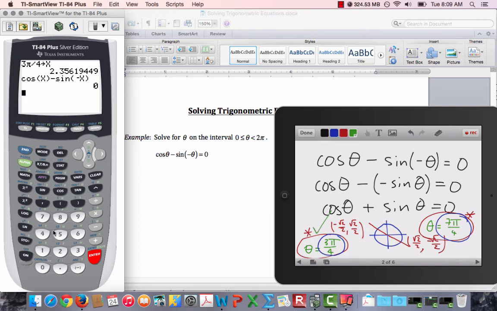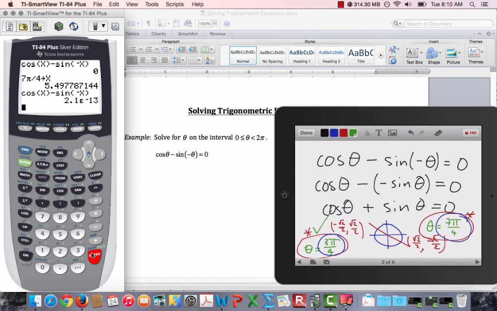Let's check 7 pi over 4 by typing in 7 pi, divide that by 4, and then store that into the variable x. Select enter to ensure that that angle is actually stored in x, and then we want to copy paste the expression that we've already entered into our calculator by hitting second enter and then second enter again. We do it 2 times in order to get not the most recent entry but the one before that. Now I'm going to hit enter again to evaluate that expression at the new value of x, 7 pi over 4.